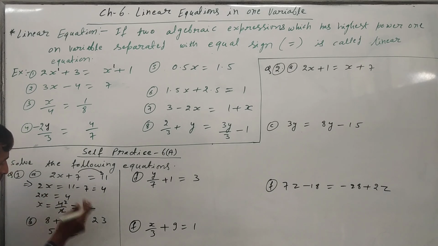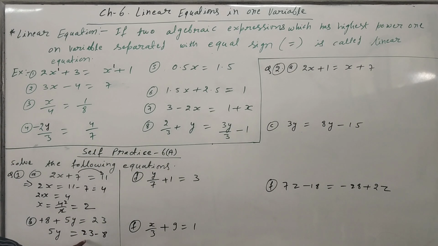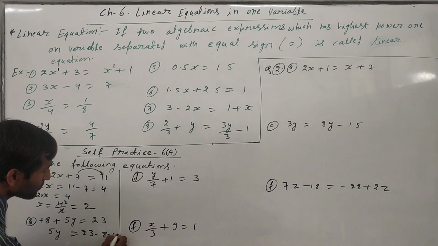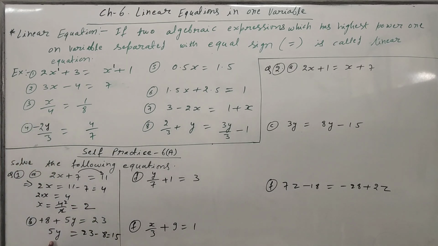Now we have to transpose this 8. Here nothing written means plus. Then it will go to that side, and it will become minus. So 23 minus 8. Just subtract 23 minus 8, it will come 15. So just write down here 15. Okay, so 5y = 15. We will write down here 5y = 15.